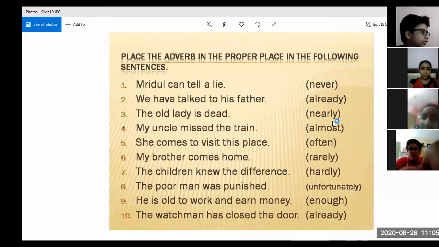Next, the children knew the difference. This time, Dev will answer. Ma'am, the children hardly knew the difference. Yes, correct. Mute yourself, your voice is coming. The children hardly knew the difference. The poor man was punished. Who will answer this? Umeed.